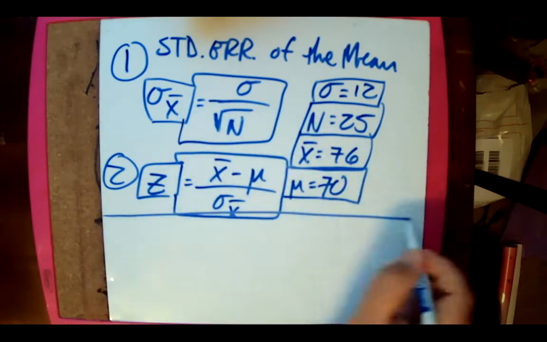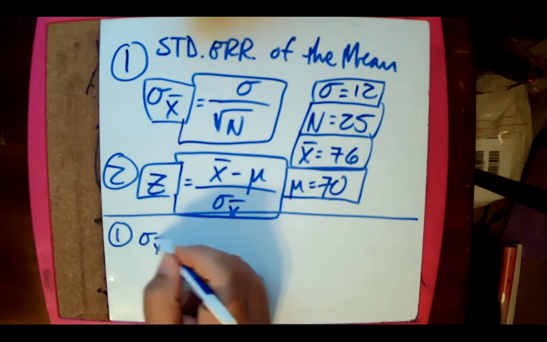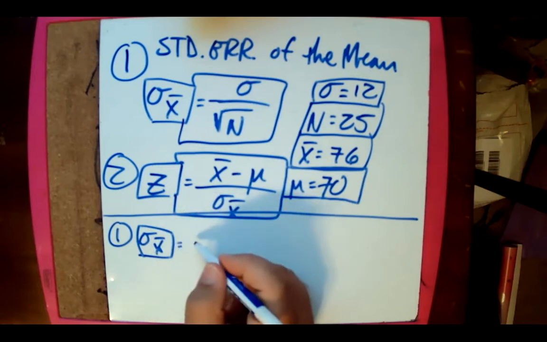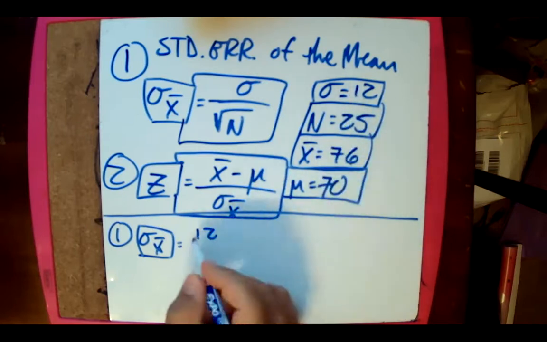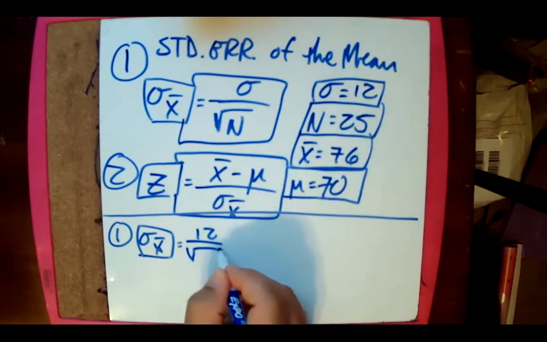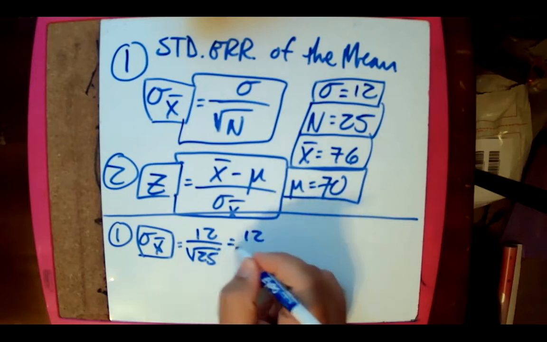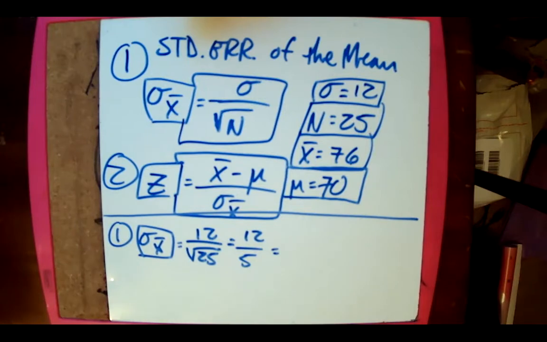So to solve for this, let's do it one step at a time. So we do the standard error first. In this case, we would take the standard deviation of 12, right? It's right here, 12. And then we divide by the square root of n, which is 25. So it comes down to 12 divided by 5. Do the square root first. And get my calculator out.